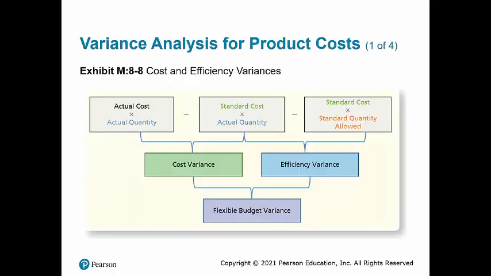Once standards are established, managers can use the standards to assign costs to production. At least once per year, managers compare the actual production cost to the standard cost to locate variances. And this exhibit on the slide shows the formulas for computing the cost and efficiency variances.